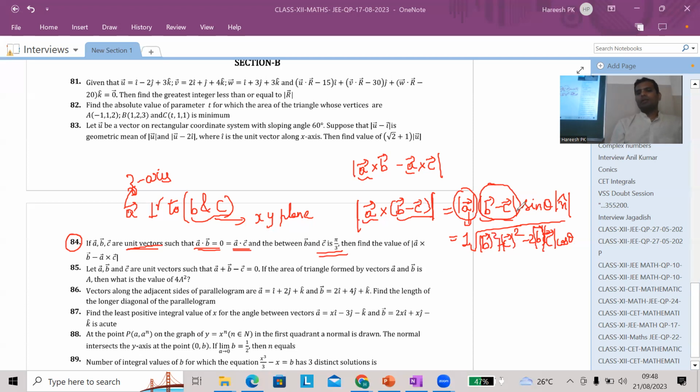So, here this sine theta is nothing but sine 90. So, sine 90 will be how much? 1. So, then because all of these are unit vectors, you will have 1 into root of 1 square plus 1 square minus 2 into 1 into 1 into cos 60, which will get cancelled. So root 1.